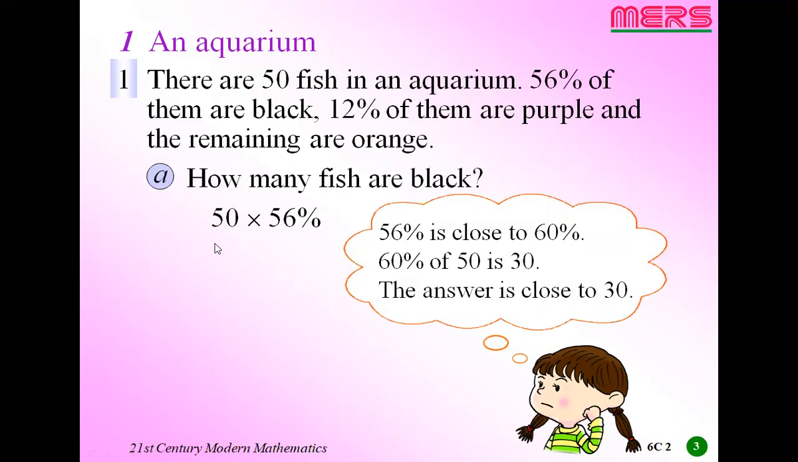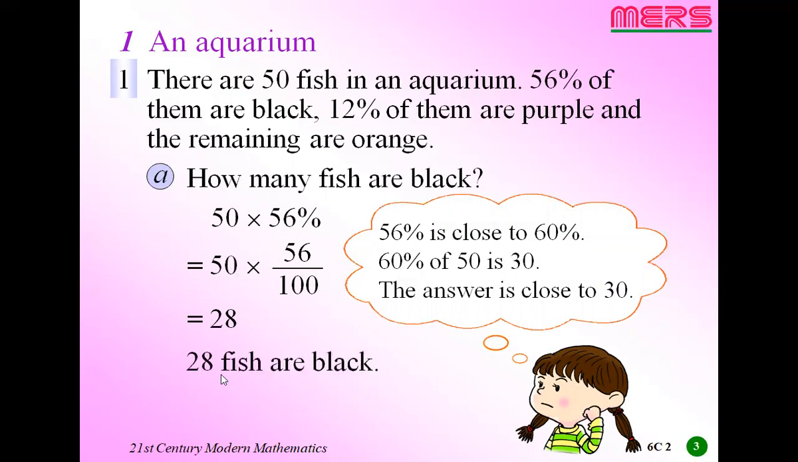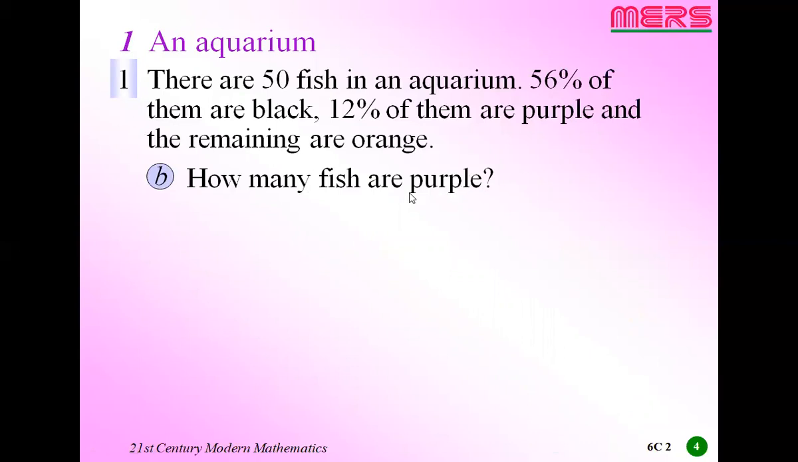So the next step is changing the percentage to fraction. So it will be 50 times 56 over 100. As I said, in percentage, the denominator is always 100. And then we do the simplification, which hasn't been shown here, but you have to do it. And then the answer will be 28. So the statement will be 28 fish are black.